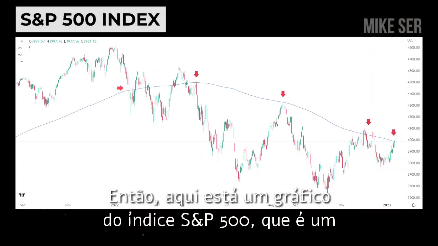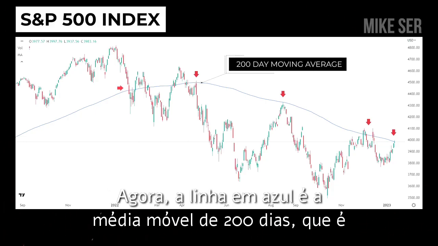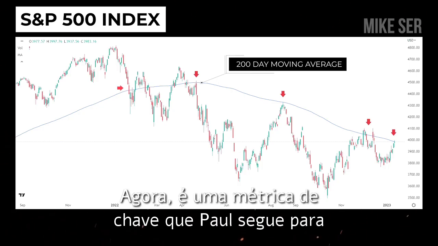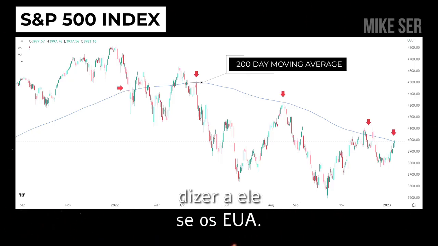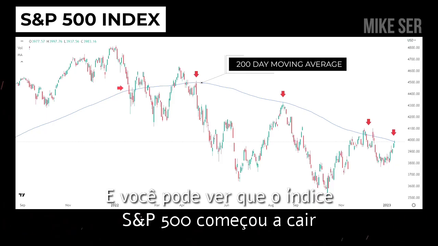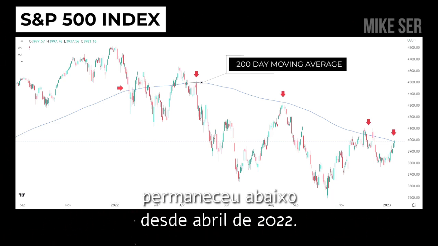So here's a chart of the S&P 500 index, which is a good barometer of the US stock market. Now, the line in blue is the 200-day moving average, which is an average of prices over a 200-day time period. Now, it's a key metric that Paul follows to tell him whether the US stock market trend is up or down. And you can see that the S&P 500 index started falling below the 200-day moving average in January of 2022 and has stayed below since April 2022.